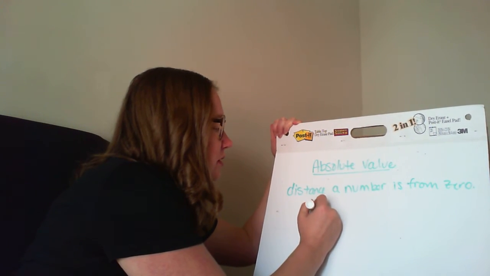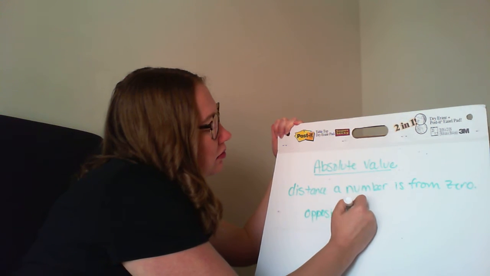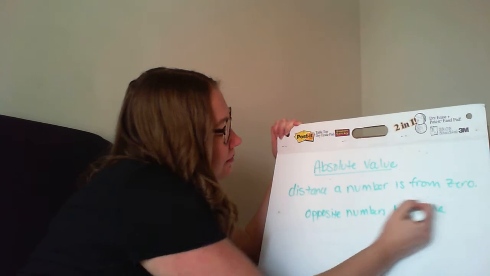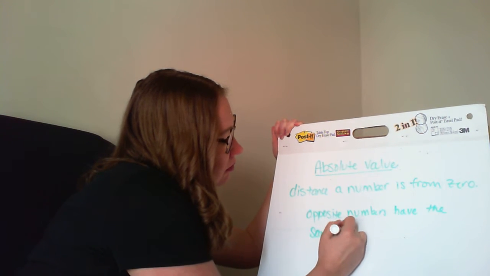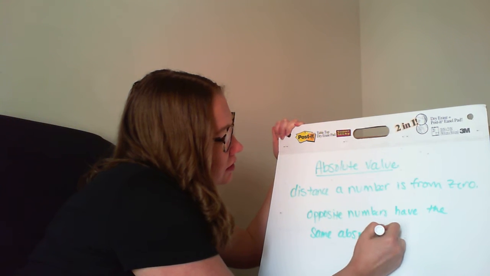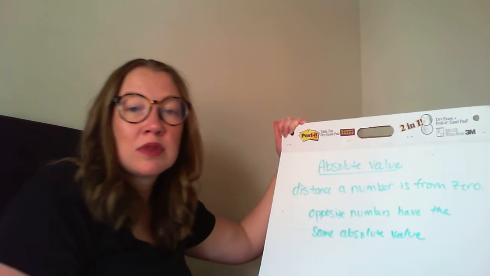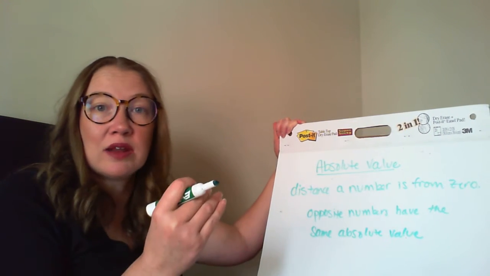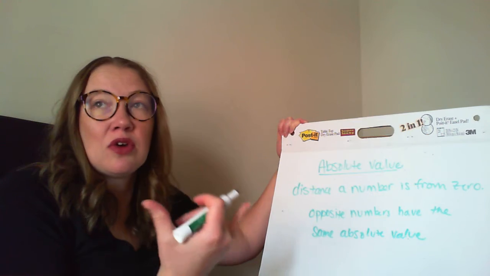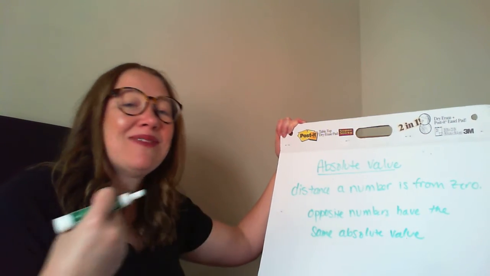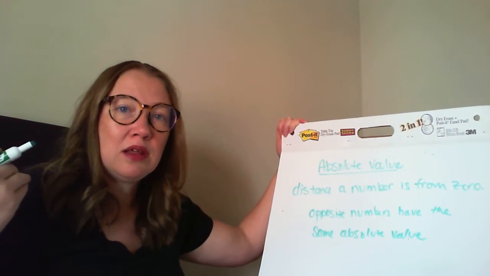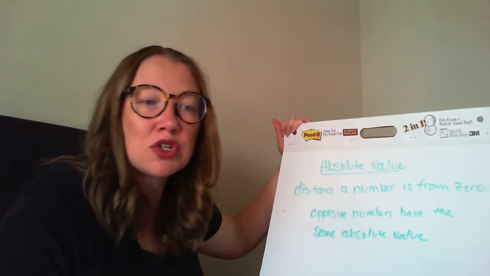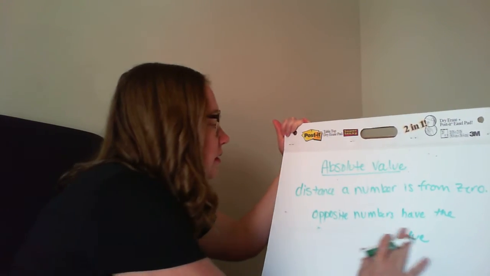So opposite numbers have the same absolute value. Opposite numbers like 3 and -3 or 12 and -12, they're opposites of each other. They're on opposite sides of 0, but they have the exact same distance between themselves and 0. I'll show you a couple of examples here.